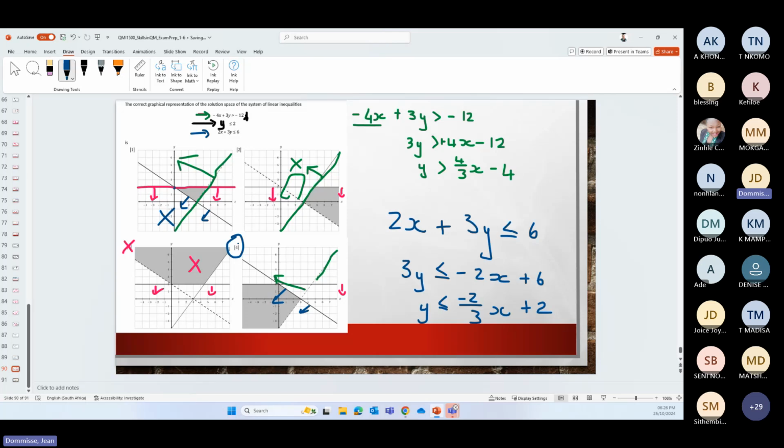Okay, so a bit of elimination between all the answers and all the graphs. Basically, as we go along, we need to eliminate and get to that last one that will be the one that is the solution space that we're looking for.